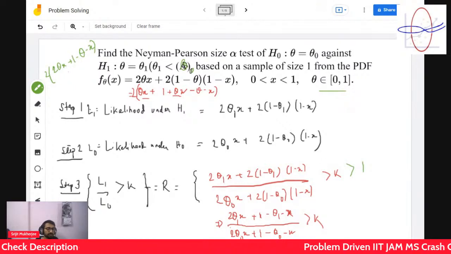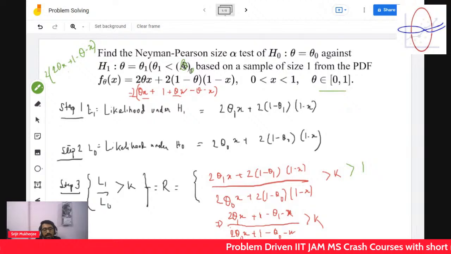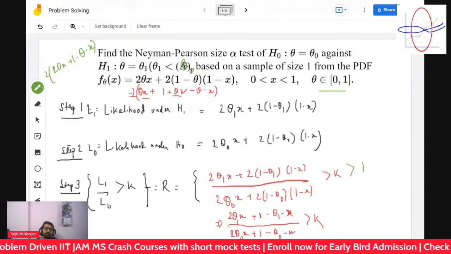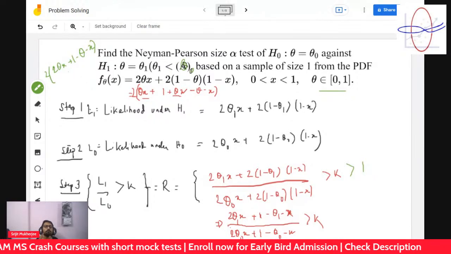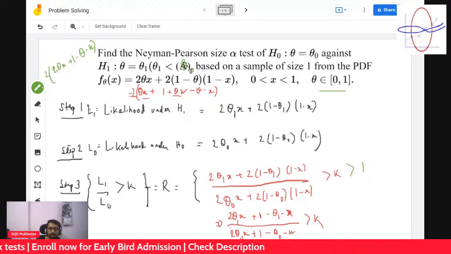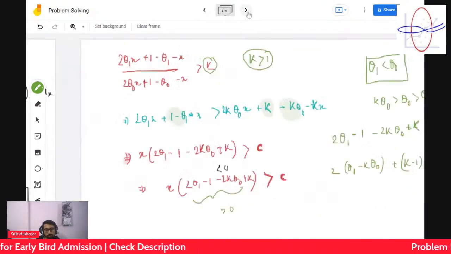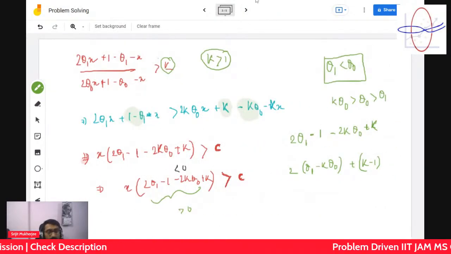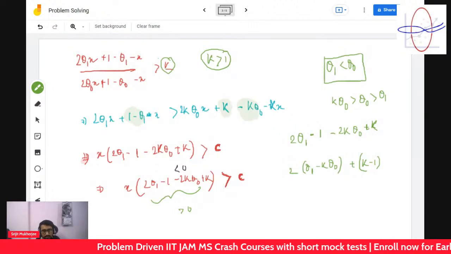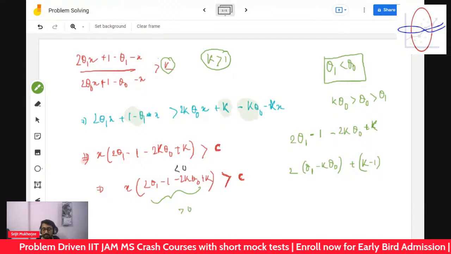Does it make sense? If the likelihood of H0 is greater than the likelihood of H1, why will I reject H0? We'll only reject if the likelihood of H1 is greater than the likelihood of H0 by some factor, right? So k must be greater than 1. This is the intuition you must be using. See, the problems are more than mathematics. It's also about intuition, guys. This is very, very important in statistics. Did you understand, guys?